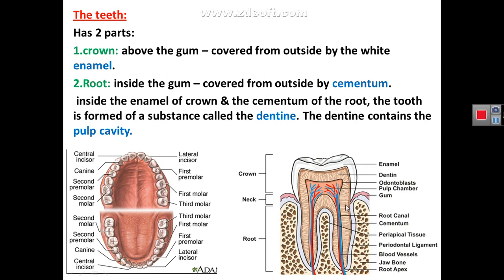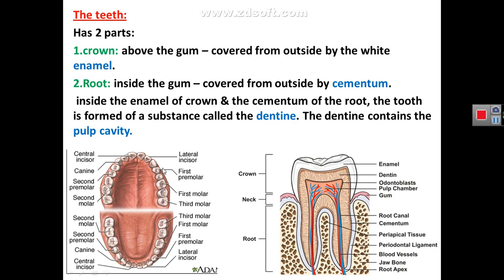Regarding the structure, the tooth is formed of 2 parts: a crown that projects above the gum and a root that is inside the gum. The crown is covered from outside by the white enamel, while the root that is inside the gum is covered from outside by the cementum. And inside the enamel of the crown and the cementum of the root is a substance which is called the dentine. The dentine contains the pulp space and root canal space.